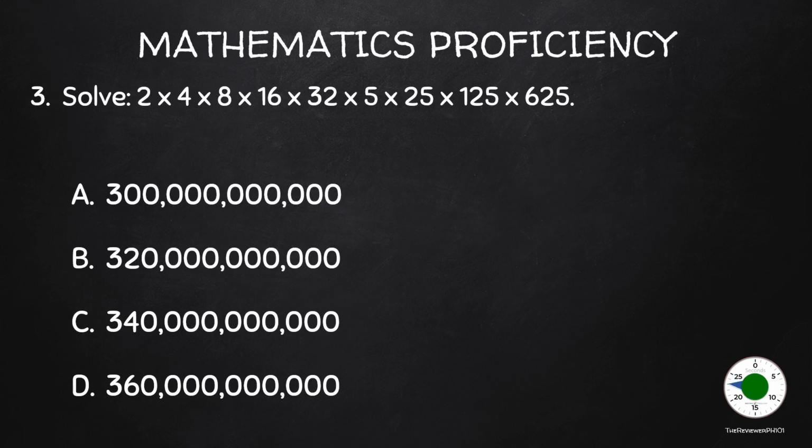Three, solve 2 x 4 x 8 x 16 x 32 x 5 x 25 x 125 x 625. A. 300 billion. B. 320 billion. C. 340 billion. D. 360 billion. The correct answer is B.